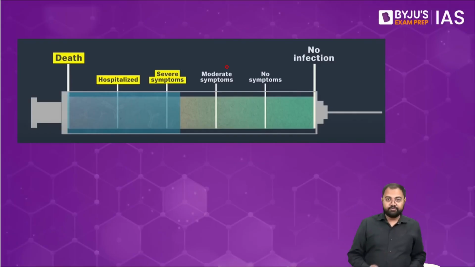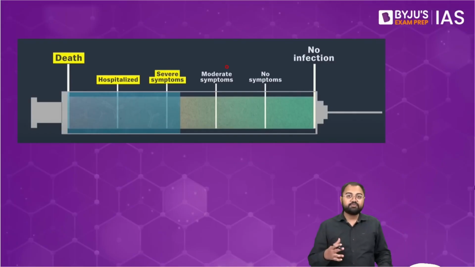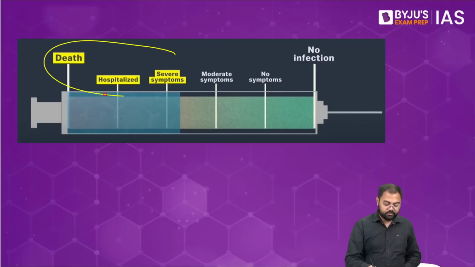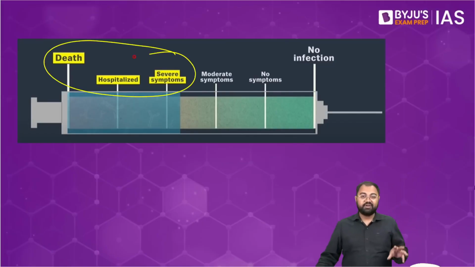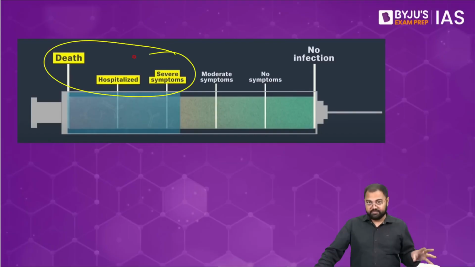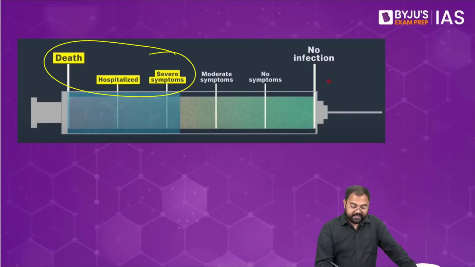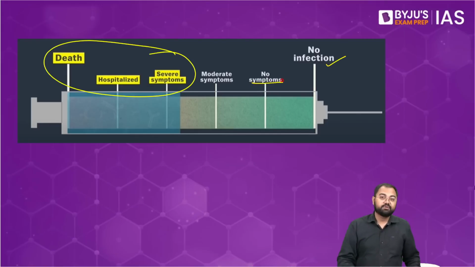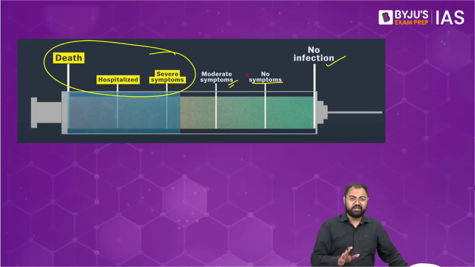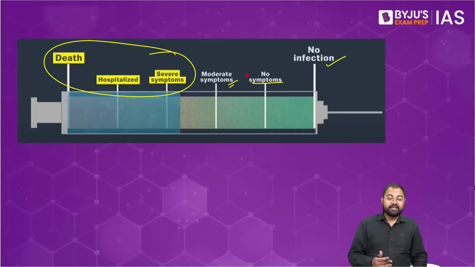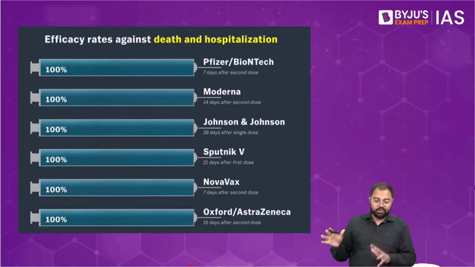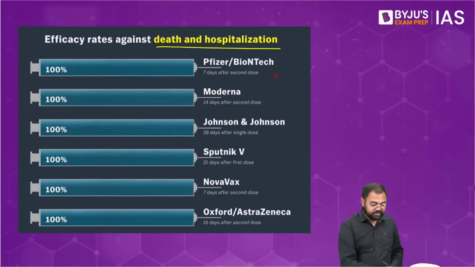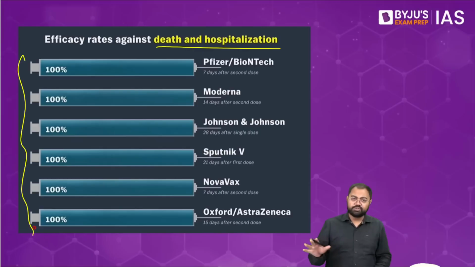Now, one thing that we have to understand is, what is the role of the vaccine? The role of the vaccine is to prevent this, right? Prevent death, prevent severe hospitalization cases or severe symptoms. Ideal case scenario, no infection. Even if there is infection, there shouldn't be any symptoms, or they should be asymptomatic, or even if there are symptoms, they should be moderate symptoms. That is what a vaccine should do. And when we look at the data with respect to the efficacy rates with this logic against death and hospitalization, we see that all these vaccines have had almost 100% result.